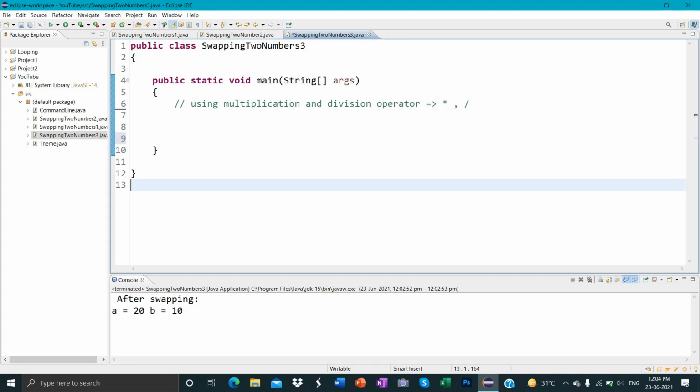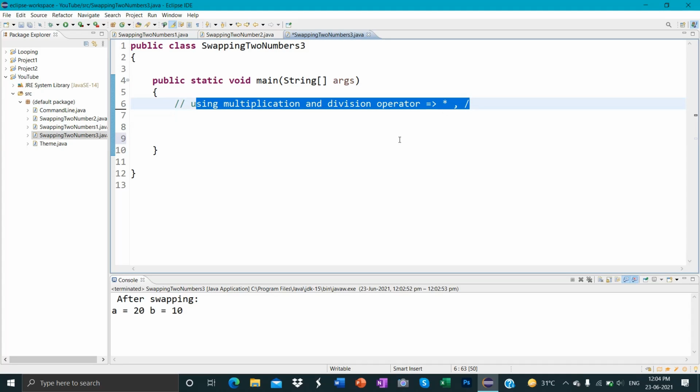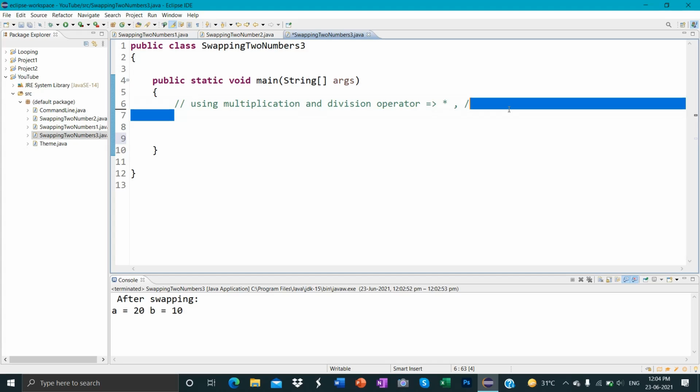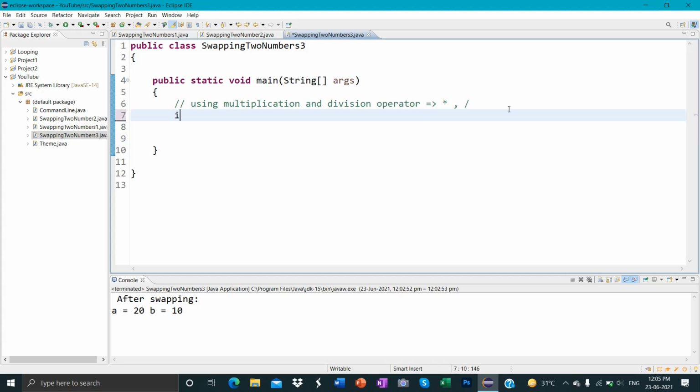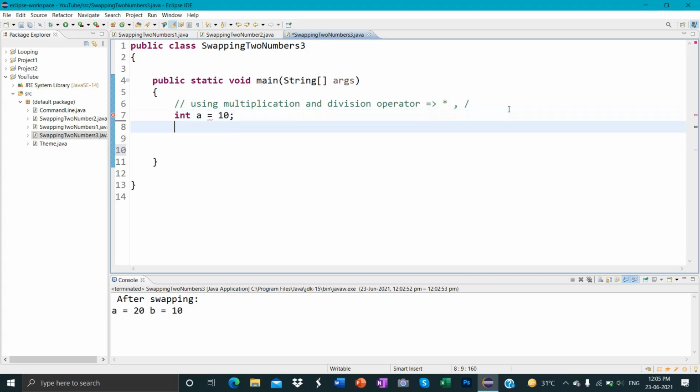So today you will be learning about how to swap two numbers using logic 3. The third logic is using multiplication and division operator. Okay, let us start. We will declare two variables with their values. Let's say int a equals 10 and int b equals 20.